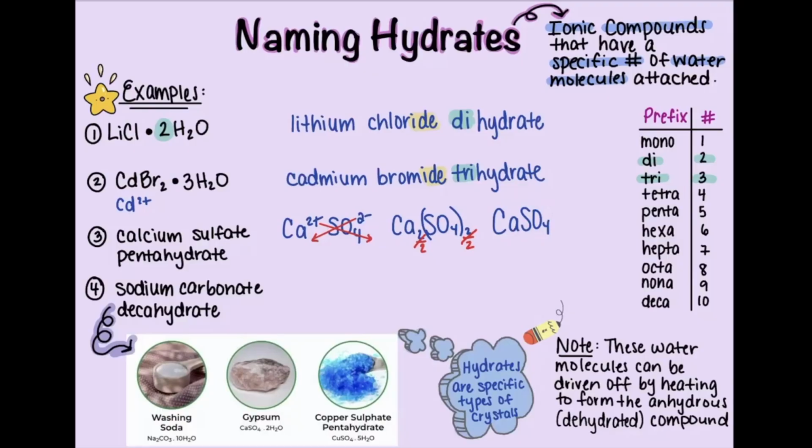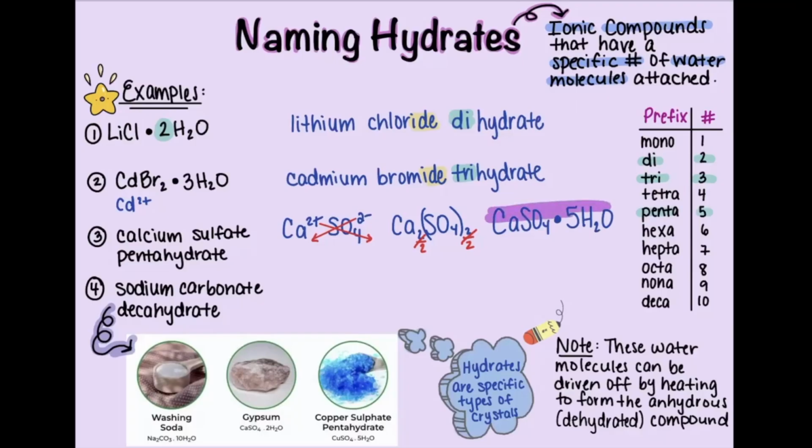Now, the second part of the formula is pentahydrate, which means there are 5 water molecules. Think about your shapes. A pentagon has 5 sides, so penta means 5. So the full formula is CaSO4 with this little dot, 5 H2O. And again, the dot tells you that the water is bound to the compound. It tells you that it's a hydrate. Now let's try this last example.